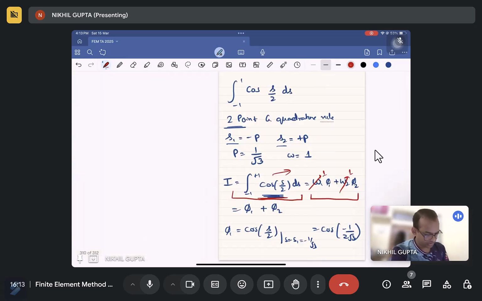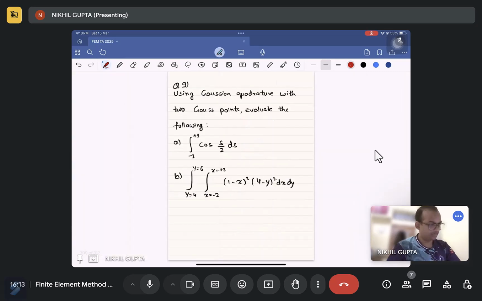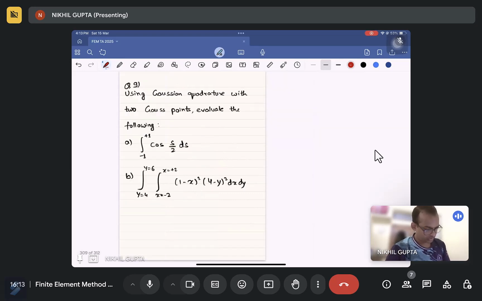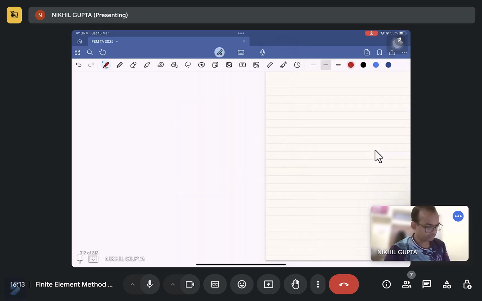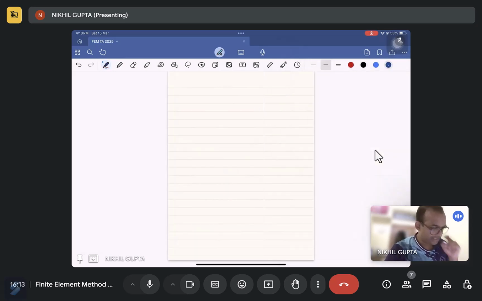So one more question is there, where an algebraic equation is there. I'll solve that as well. The question says the integration is y equal to 4 to y equal to 6, x equal to minus 2 to x equal to plus 2. The equation is (1 minus x) whole square, (4 minus y) whole square, dx dy.